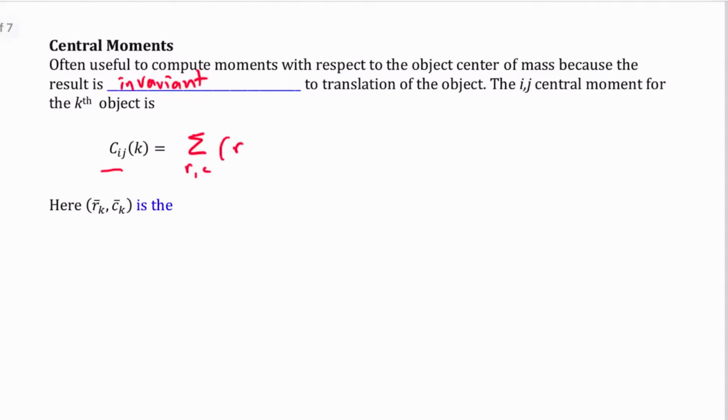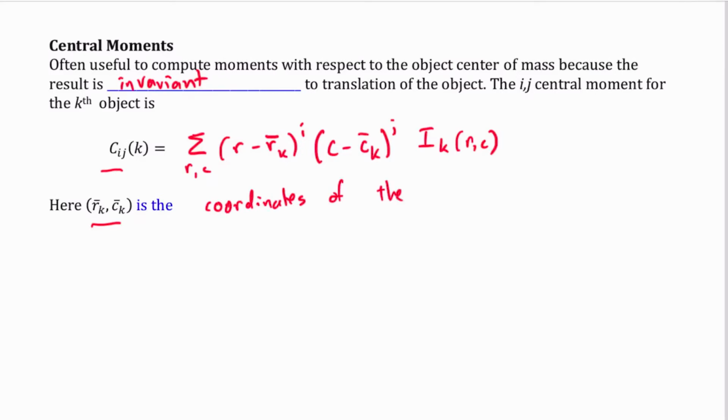Now what we do is we take our r minus our r bar for object k, raise that to the ith power. We take our c minus c bar for object k, raise that to the jth power, and then we multiply it by our indicator function. And then we have our centralized moment.